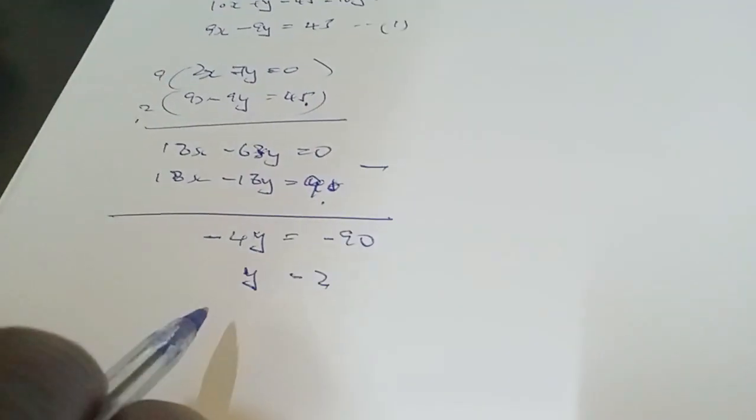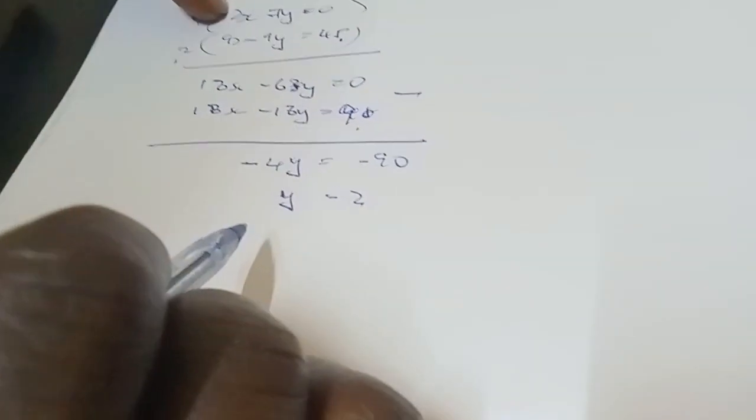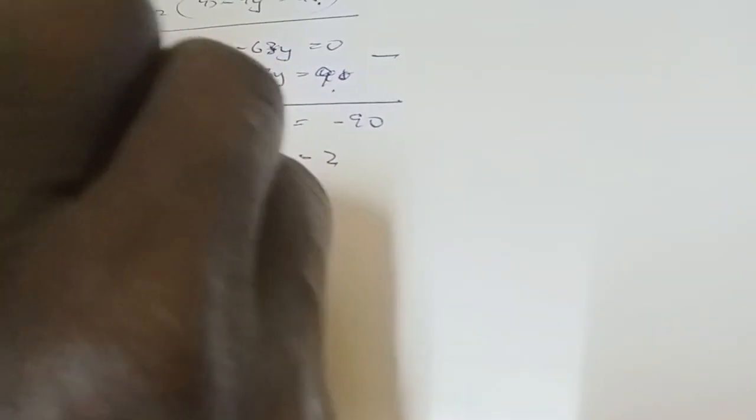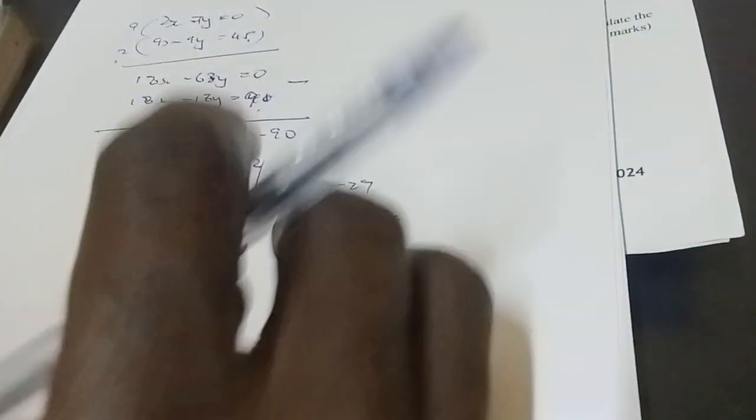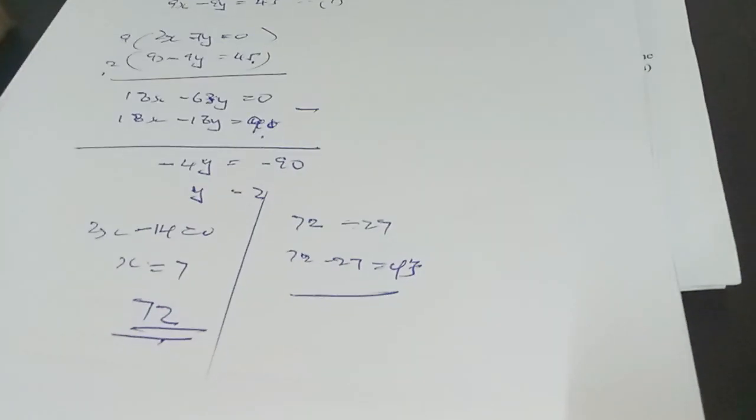Having got y to be 2, we can substitute to get the corresponding value of x. That is 2x minus 14 equal to 0, and x is now 7. Therefore, the number is 72. So this is the number in question. If we now test whether we are correct, 72 reversed is 27. So 72 minus 27 gives us 45. So that is how we solve a problem of that nature.